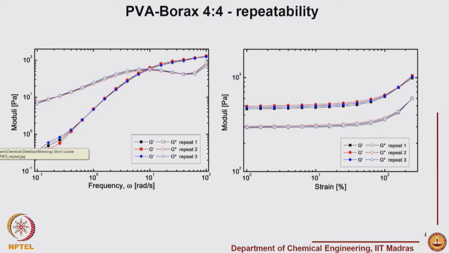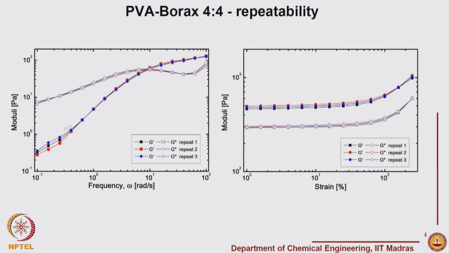One of the general guidelines that sometimes you will have to think of is this: if I measure a G prime at, let's say, 10 to the power minus 1 radian per second for this particular material, should I call it 0.1, 0.2, 0.3, 0.4? Shall I call it 0.3 or 0.4? There seems to be that much variation in terms of different repeats.